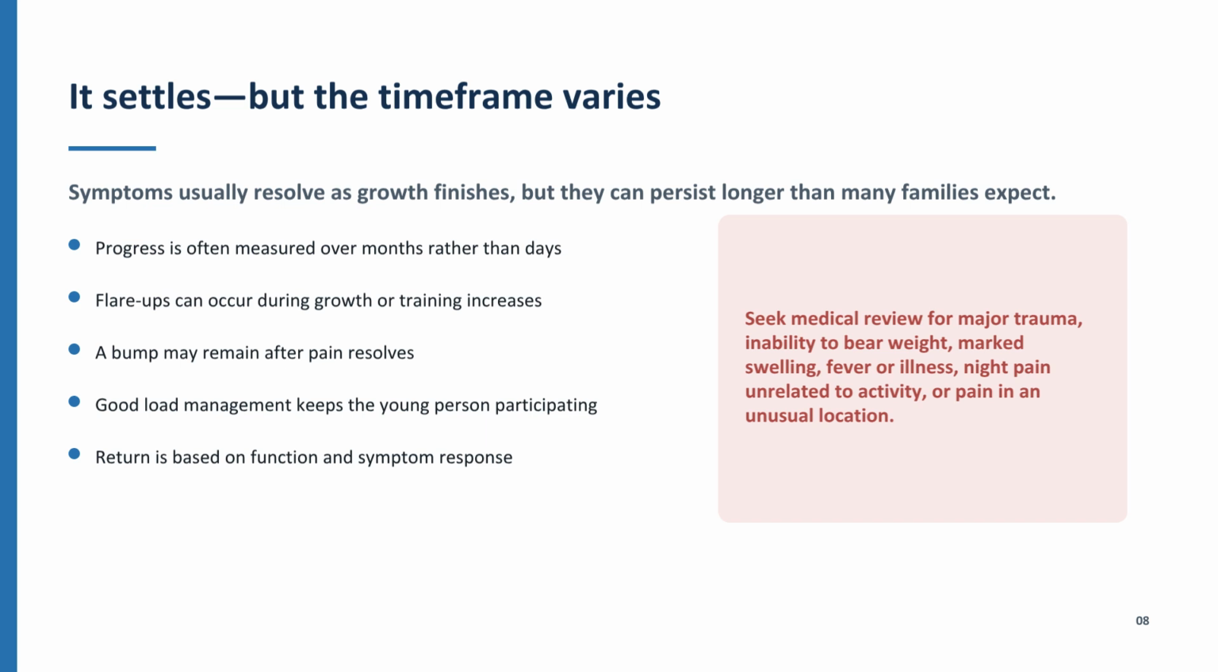Osgood-Schlatter disease is described as self-limiting because the sensitive growth area eventually matures. However, symptoms can persist for many months and occasionally longer. Simply telling a child to stop everything and wait isn't always helpful, particularly if they begin losing strength, fitness, confidence, and enjoyment of sport. A structured physiotherapy plan can reduce symptoms, build physical capacity, and maintain participation while growth continues. The bony bump may remain after the pain has completely resolved, and this is not usually a problem.